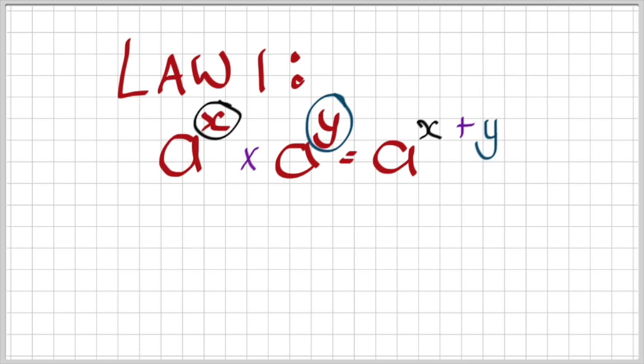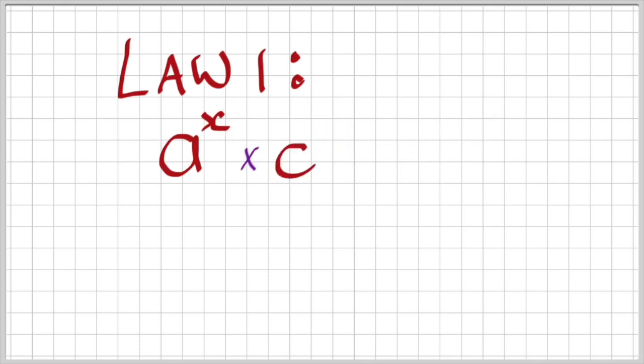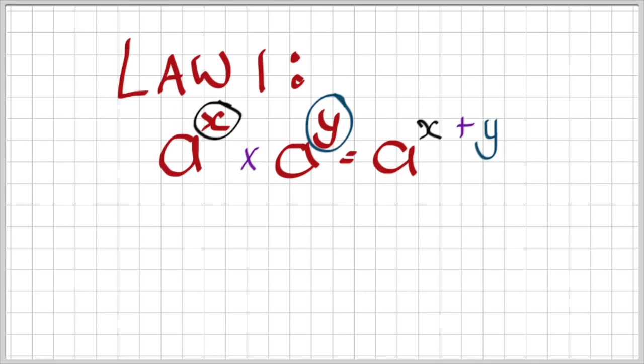If I've got a to the power of x, and I multiply this by a raised to the power of y, if the bases are the same, then I can add the exponents. Let me backtrack on that a little bit. If I've got a to the x times a to the y, the bases are the same, then I can write it as a to the power of x plus y. Remember, that was our shortcut.